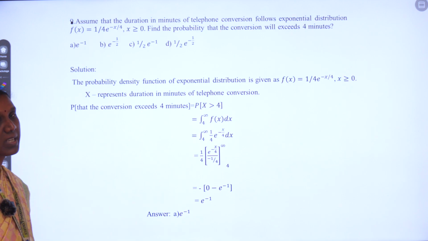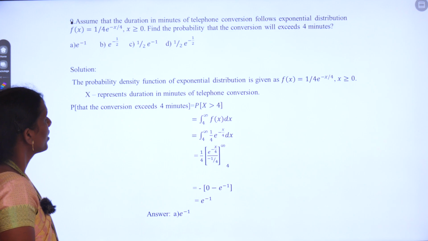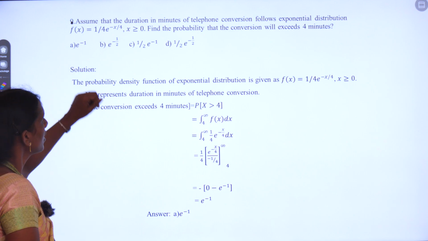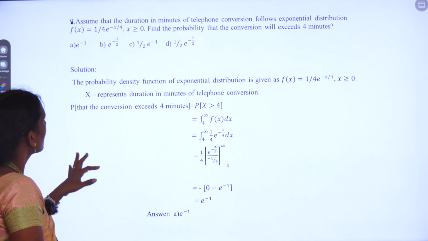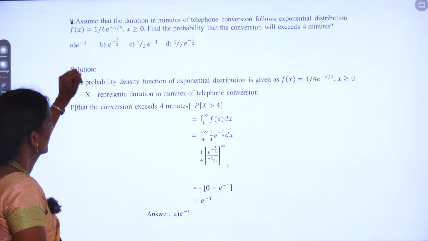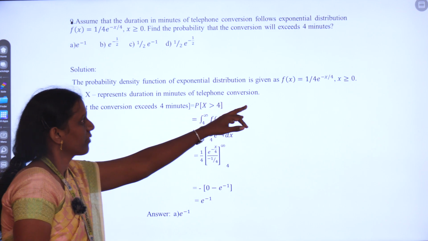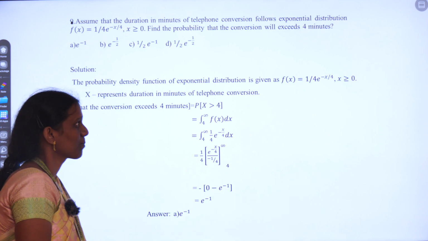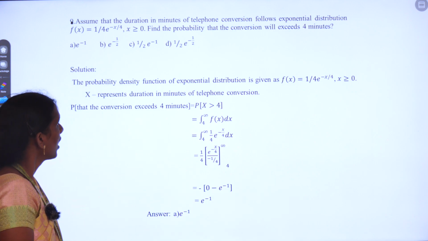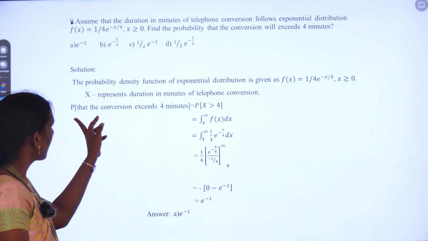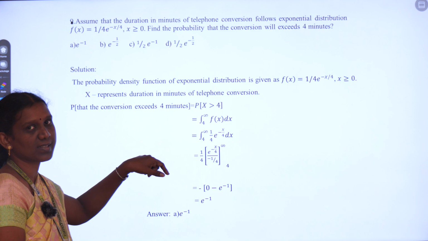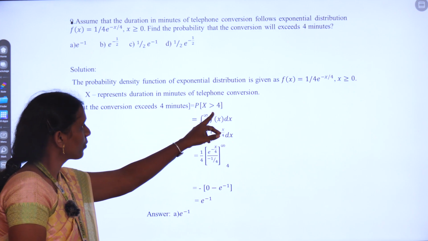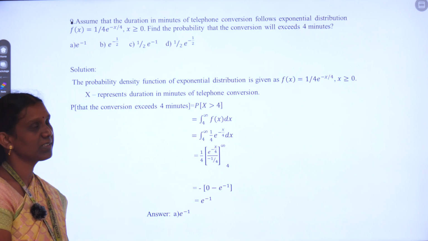Now coming to problem number 9. Assume that the duration in minutes of a telephone conversation follows an exponential distribution. Find the probability that the conversation will exceed 4 minutes. Here the PDF, that is the probability density function, is given as f of x is equal to 1 by 4 e power minus x by 4, x greater than or equal to 0. We were asked to find the probability that the conversation exceeds 4 minutes. Exceeds means we use the symbol greater than. Therefore this is equal to probability of x greater than 4.